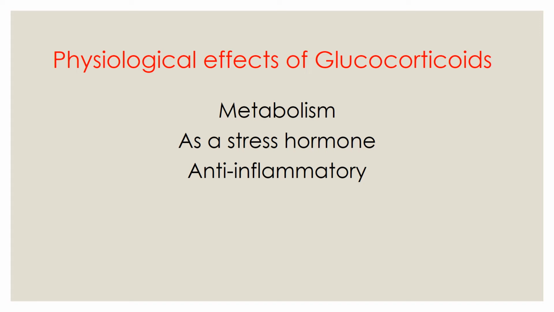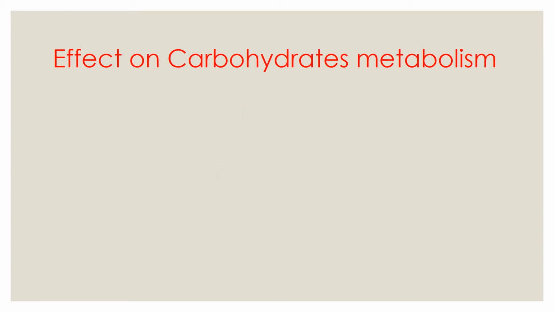Glucocorticoids, the cortisol, has effects on metabolism. It is also considered one of the important stress hormones that is released during stressful conditions to the body. And it also has an important anti-inflammatory effect. What is the effect of cortisol on carbohydrate metabolism? You can consider cortisol as a hyperglycemic hormone, which means it increases the level of blood glucose.